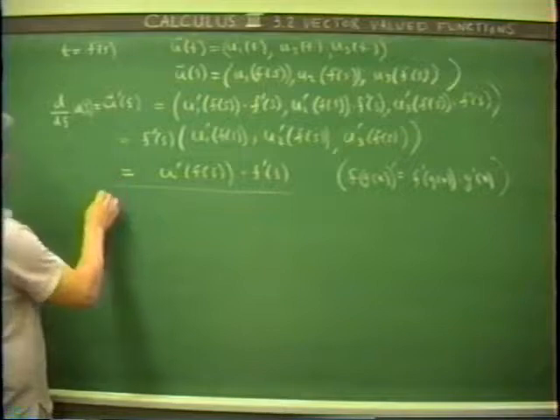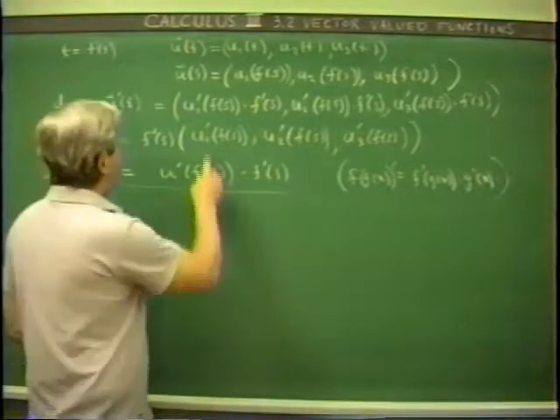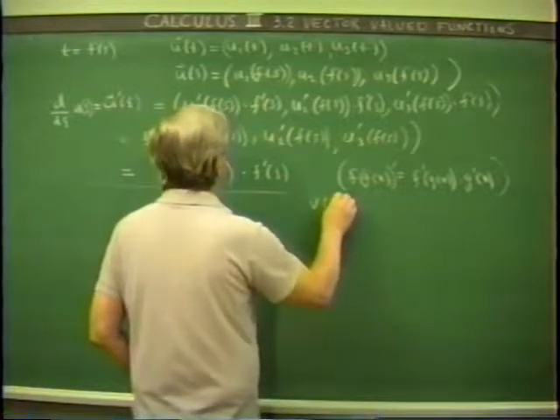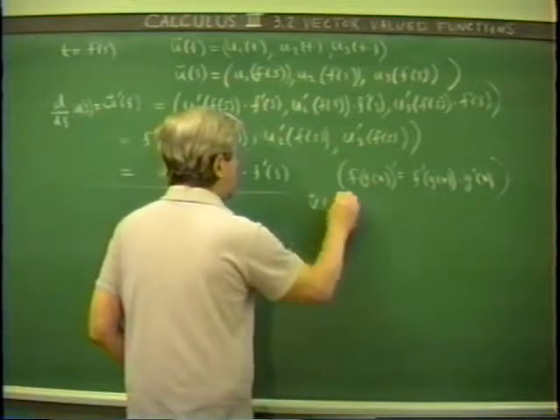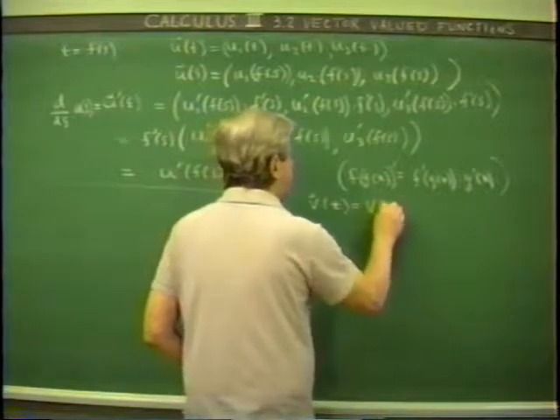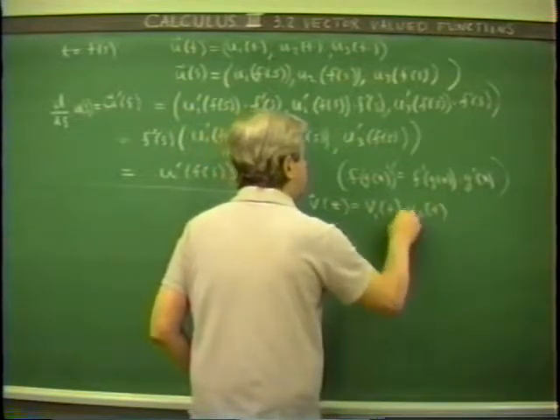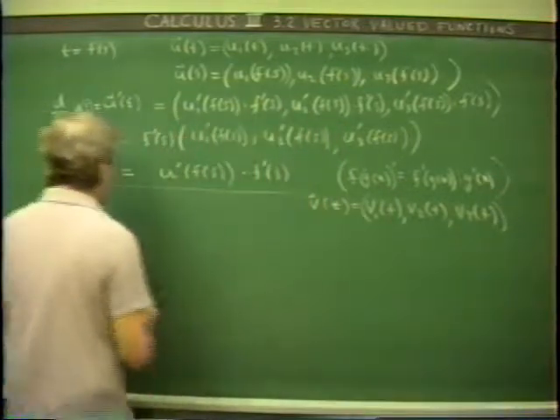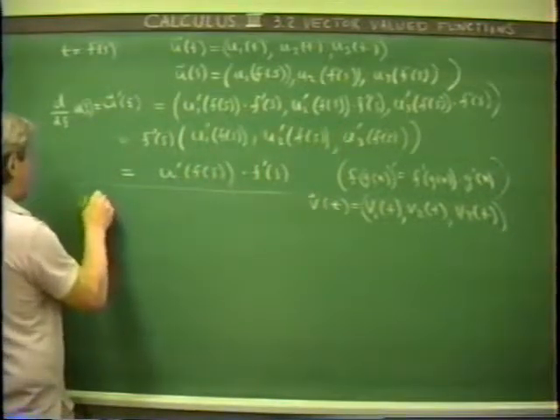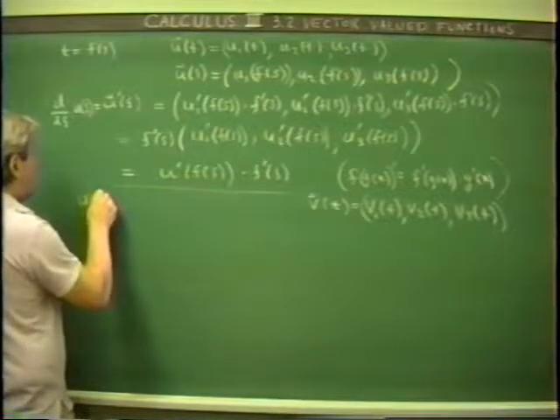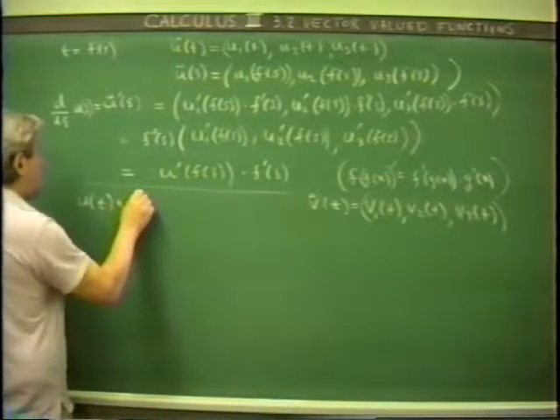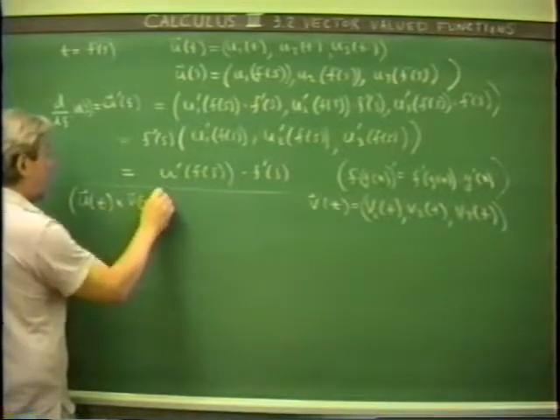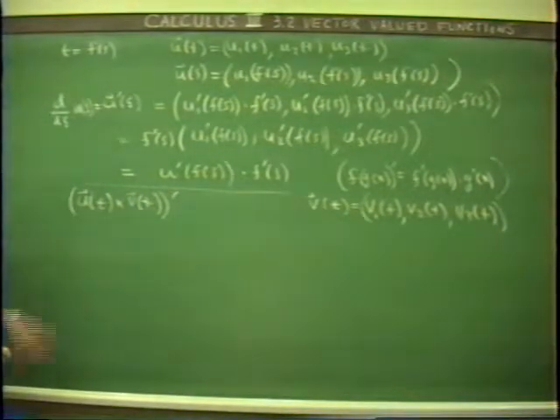Second thing holds here as follows. Suppose we've got a second vector valued function, v of t, equals say v1 of t, v2 of t, v3 of t. We now want to take a look at the cross product of u of t and v of t. We wish to differentiate this.